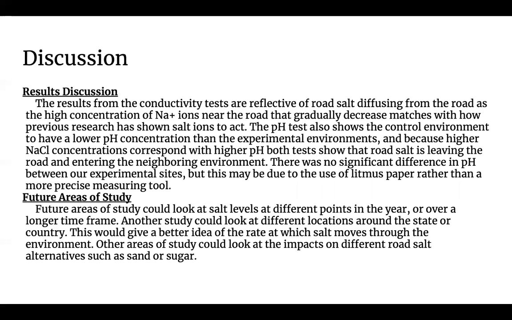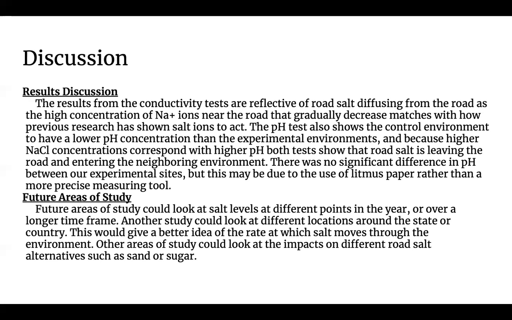And then the results discussion. So the results from the conductivity tests are reflective of road salt diffusing from the road, as the high concentrations of sodium ions near the road that generally decrease matches with how previous research has shown salt ions to act. The pH test also shows the control environment to have a lower pH than the experimental environments. And because higher sodium chloride concentrations correspond with higher pH, both tests show that the road salt is leaving the road and entering the neighboring environment.